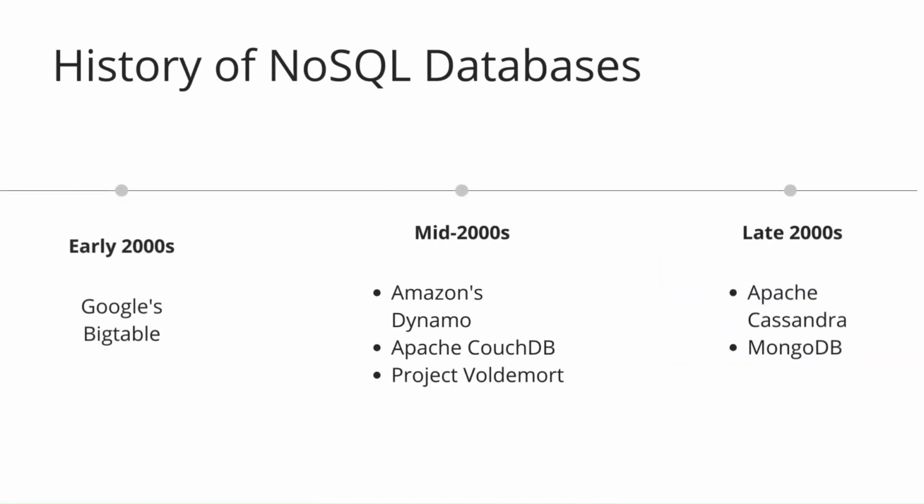Now, I'll tell you about the history of NoSQL databases. In early 2000s, Google's Bigtable was a distributed storage system for managing structured data. Then in mid 2000s, Amazon DynamoDB and Apache CouchDB were there. Then in late 2000s, Apache Cassandra and MongoDB were released. MongoDB saw widespread adoption as a document-oriented database. It offered a flexible schema, high performance, and horizontal scalability.